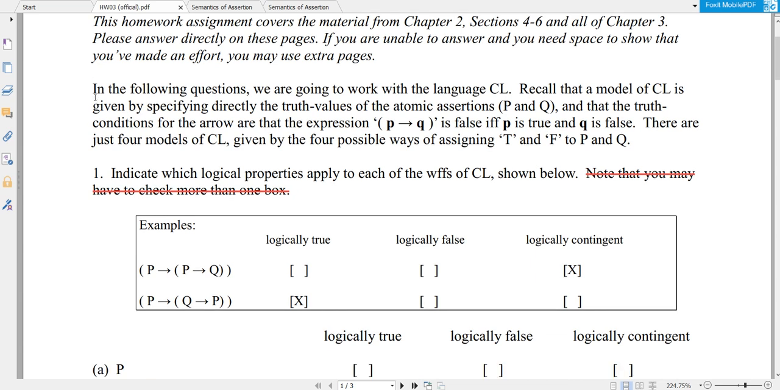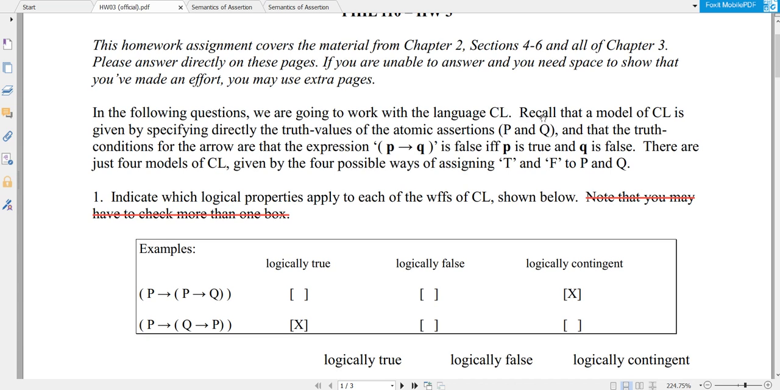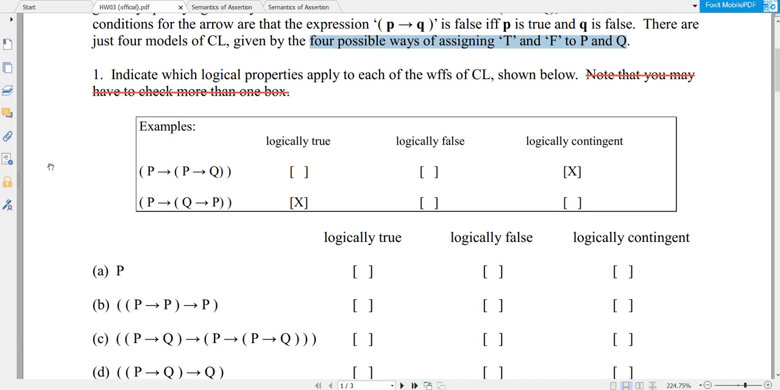But one thing I want you to note straight away is that we're going to be using CL, our really simple conditional logical language that only has 2 assertions. So just keep in mind that these things are false if and only if the antecedent is true and the consequent false. We've gone over that many times. And there's only 4 possible models, or ways of assigning T and F to P and Q. So that's what you're going to have to do here in this very first section.